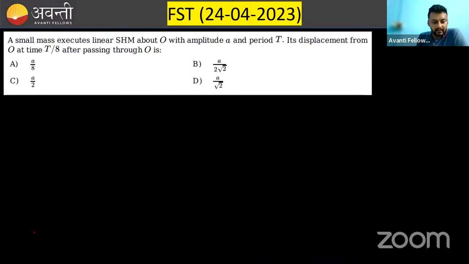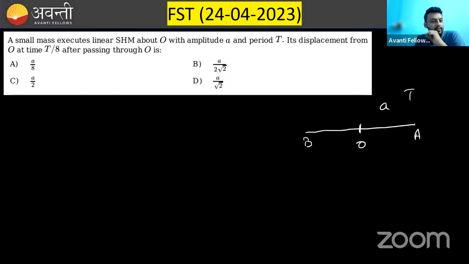One more question we can take here. The question says, a small mass executes linear SHM about a point O, with amplitude A and time period T. These things are given. Now, amplitude A means the distance from O. Let's suppose this is the maximum point A and this is another extreme point B. So amplitude is given as A.